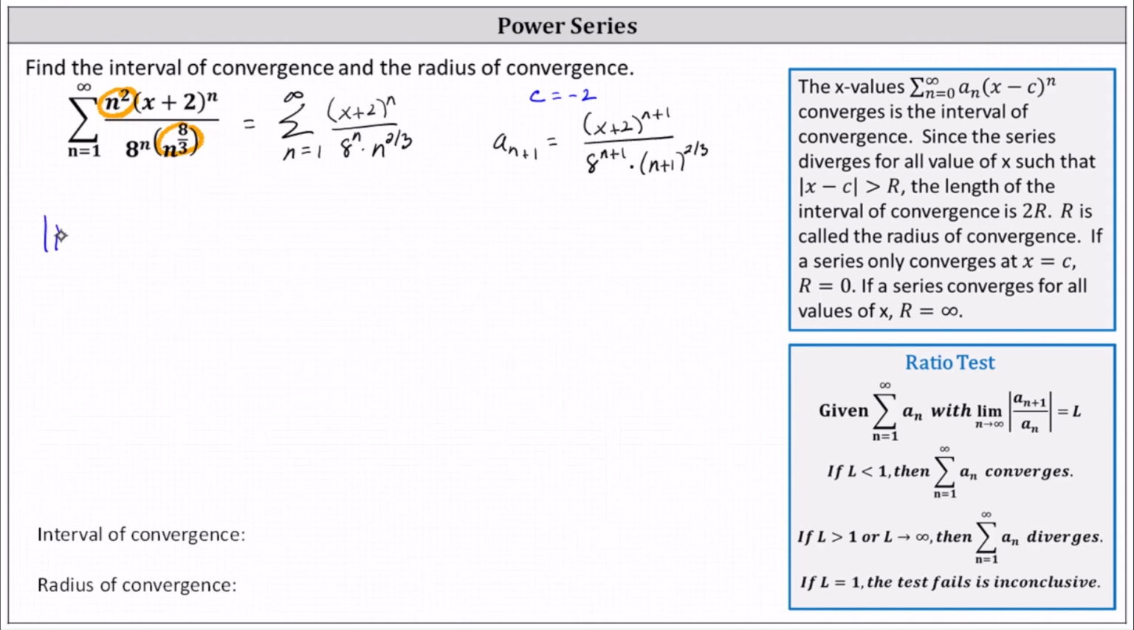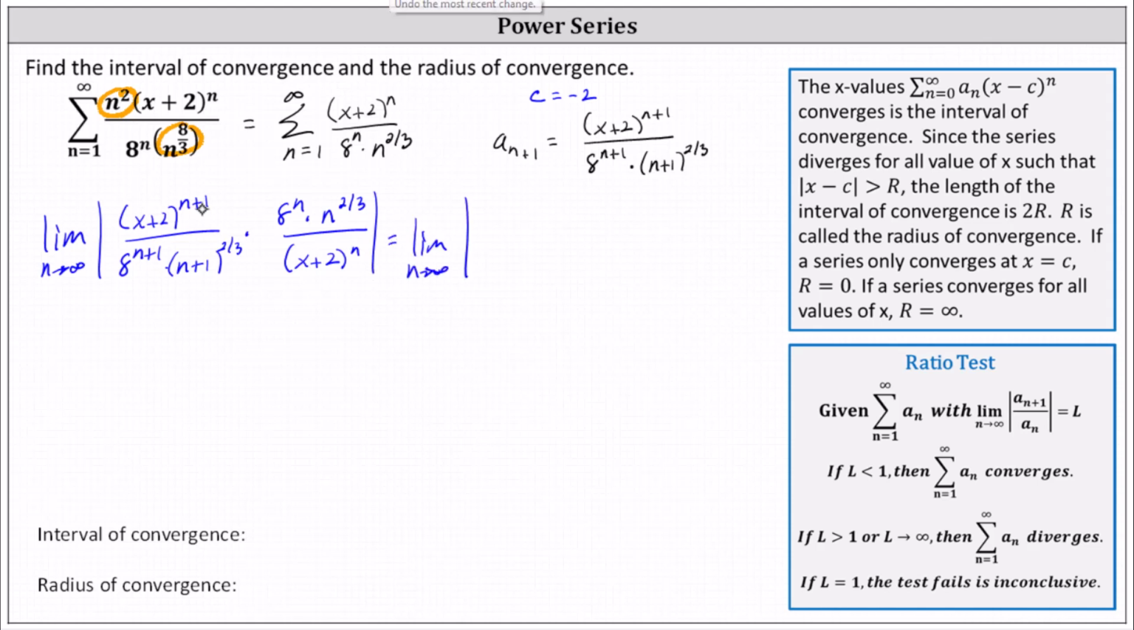This gives us the limit as n approaches infinity of the absolute value of, first we have a sub n plus 1, which again is (x + 2)^(n+1) divided by the product of 8^(n+1) and (n + 1)^(2/3). Because a sub n plus 1 is a fraction, and so is a sub n, instead of dividing by a sub n, let's multiply by the reciprocal, which would be 8^n times n^(2/3) divided by (x + 2)^n. And let's begin to simplify.